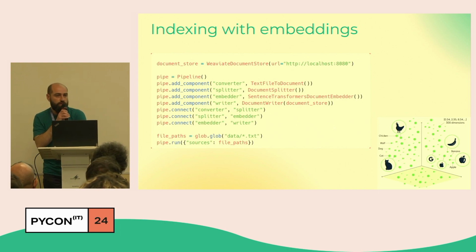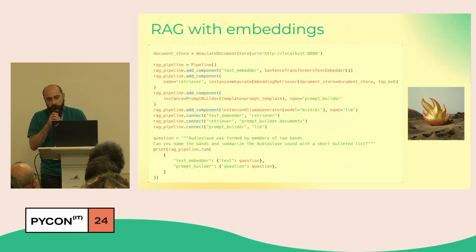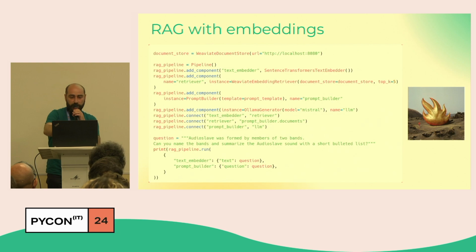And now the RAG pipeline with embeddings, which is also very similar to the previous, but in this case the first component is this sentence transformer text embedder that transforms the query into a vector. Then this vector is passed to the retriever, which looks for relevant documents in the database. Documents are passed to the prompt builder and then to the generator.